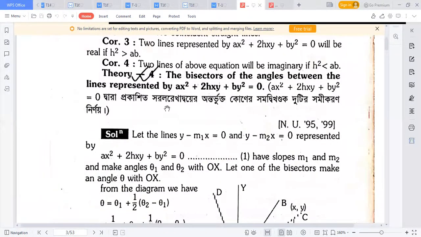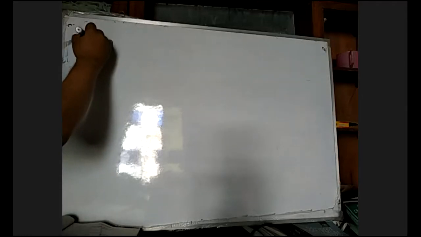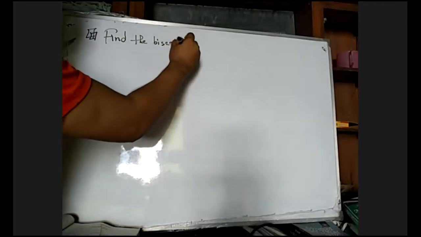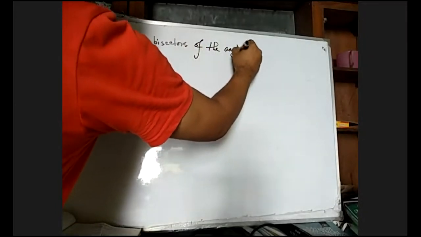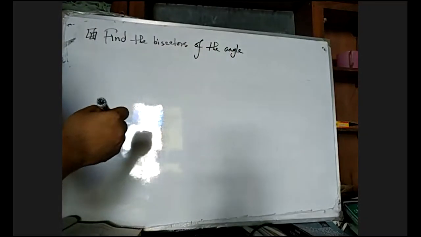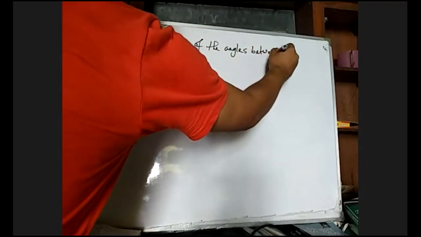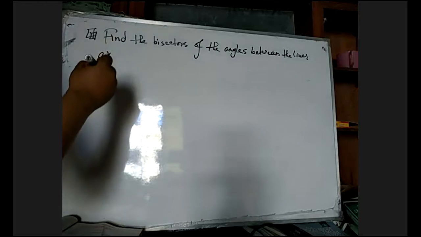Now, we'll try to prove the bisectors of the angles between the lines represented by this. Okay. Now, find the bisectors of the angle between the lines represented by the homogeneous quadratic equation.